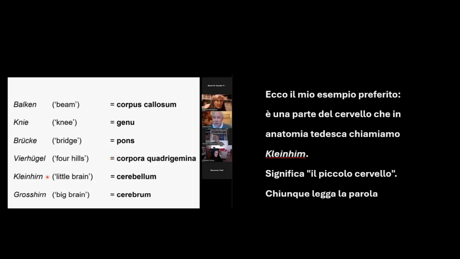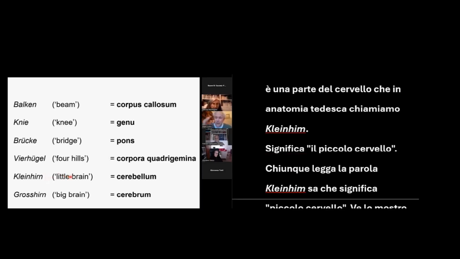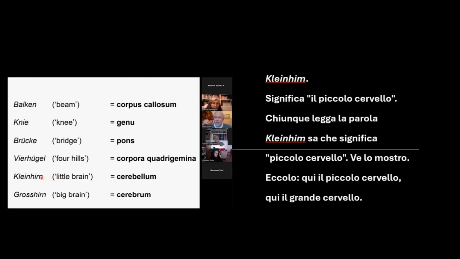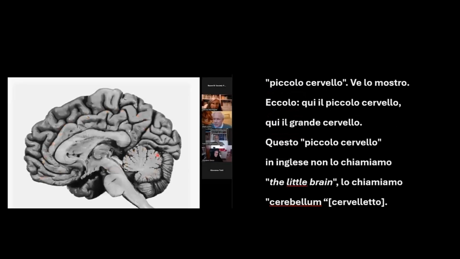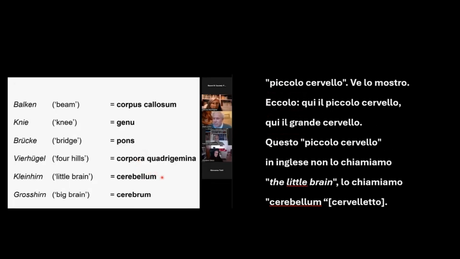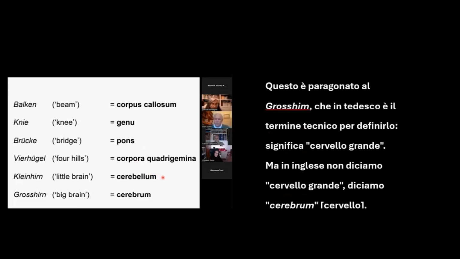Here is my favorite example. There's a part of the brain which in German anatomy we call the Kleinhirn. It means the little brain. Anybody who reads the word Kleinhirn knows it means little brain. I'll show it to you. Here it is. Here's the little brain. Here's the big brain. So this little brain, in English, we don't call it the little brain. We call it the cerebellum. And that's compared to the Grosshirn, which in German is the technical term for it. It means big brain. But in English, we don't say big brain, we say cerebrum.